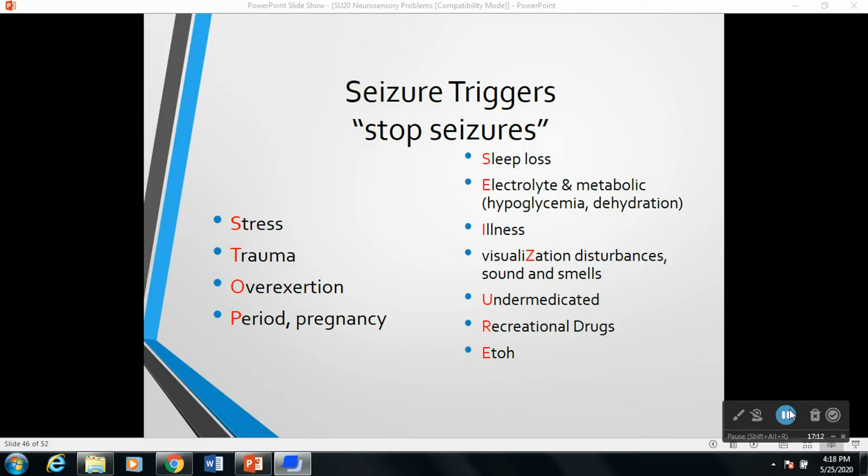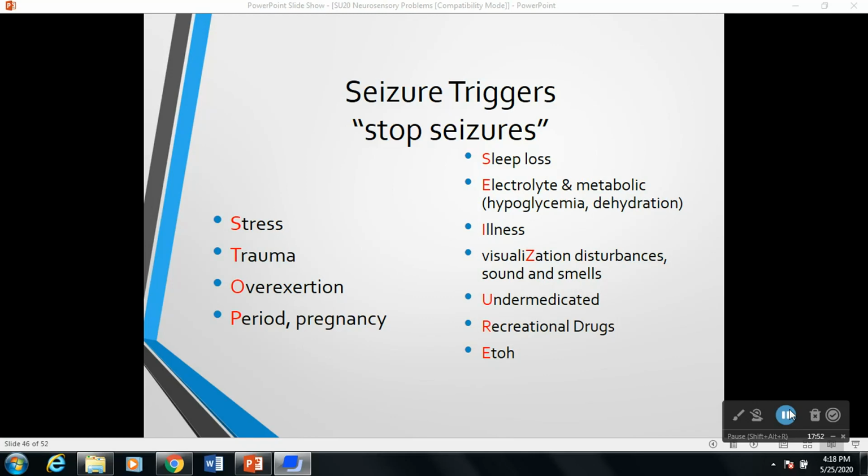So a nice acronym is called STOP seizures. For STOP, it could be stress, trauma, overexertion, some periods or menstrual cycles, and pregnancy. For seizures, it could be sleep loss, electrolyte and metabolic imbalance like hypoglycemia or dehydration, illness, visualization disturbances like some sounds and smells. They can be under-medicated, recreational drugs, and the use of alcohol. These are all different things that can trigger seizures.